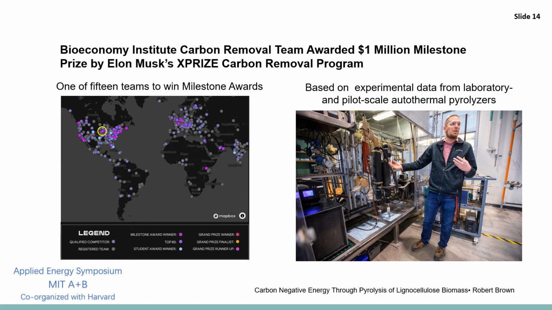Based on our research to date, we prepared an application to the Elon Musk X Prize Carbon Removal Program. This spring, we were notified that we would receive one of the 15 milestone awards. These are distributed across the U.S. The purple dots indicate where the winners are located, and we're highlighting our location. These are $1 million awards that are intended to help teams move toward application for the $50 million grand prize in the next couple of years.